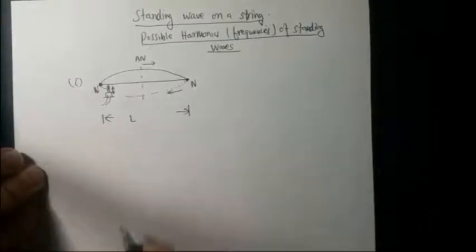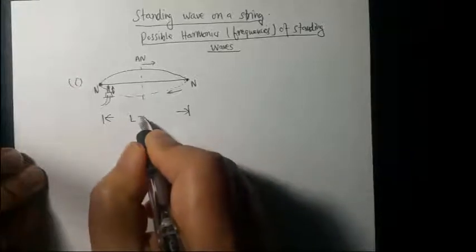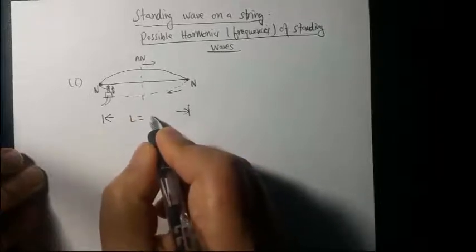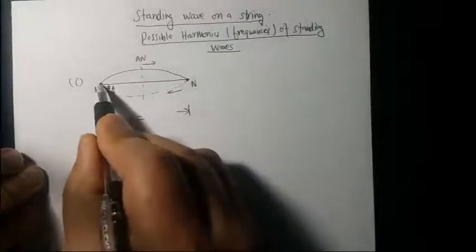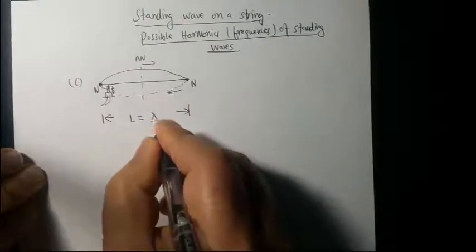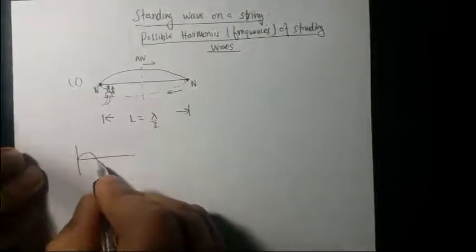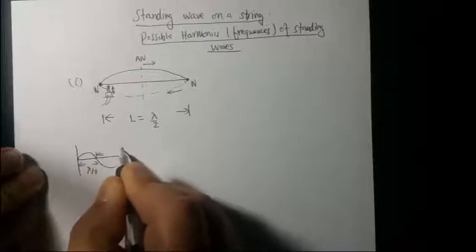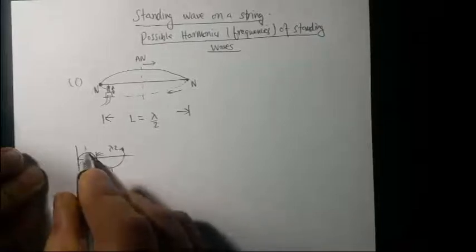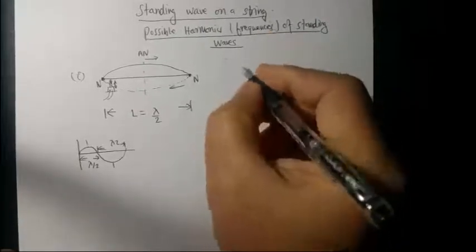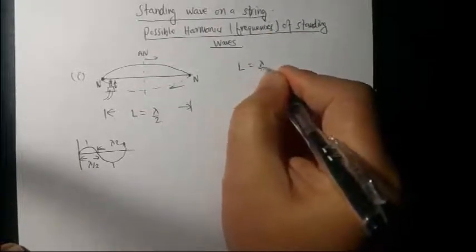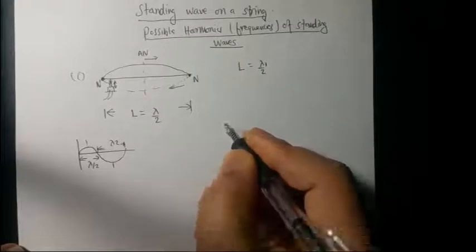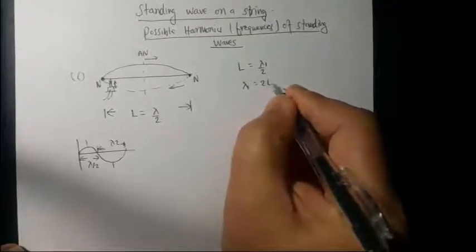Let's say L is the length of the string, and that has to be equal to, as you slowly change the frequency until it matches this condition, the distance between node and node. So the node to node distance is half the lambda, right? Because in a full wave like this, it is lambda over 2. Same thing from antinode to antinode. So L has to be lambda over 2, and let's call it lambda 1 because we're finding the first possible. And lambda 1 is twice L.